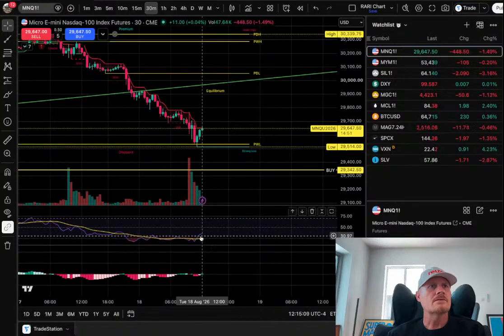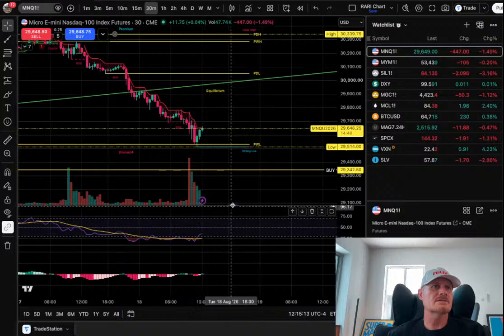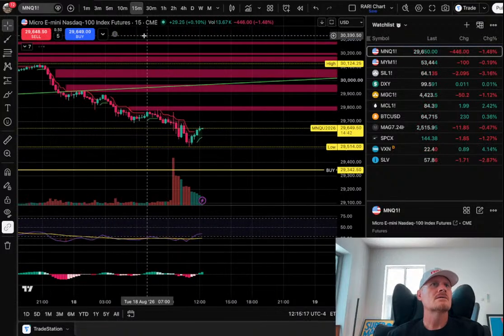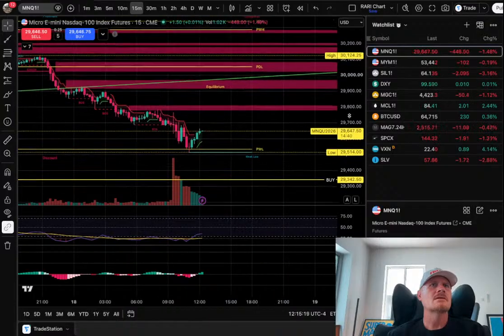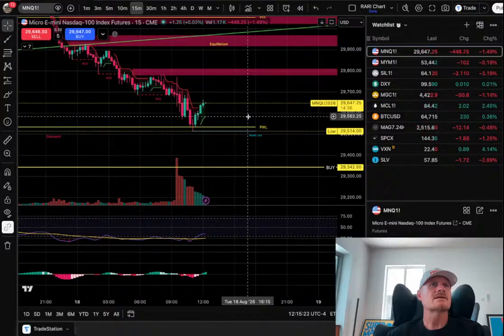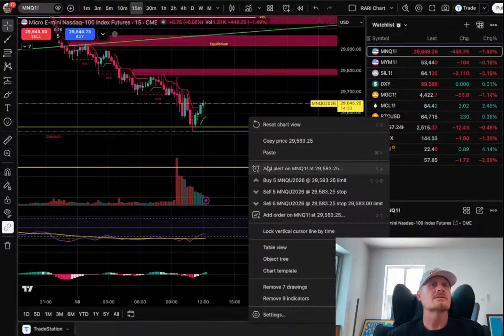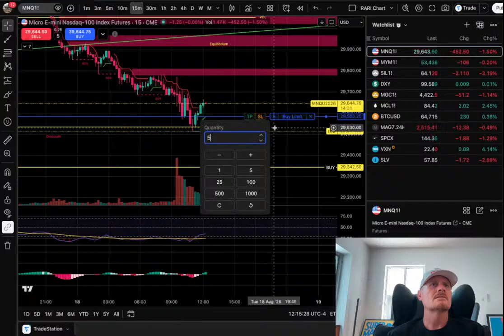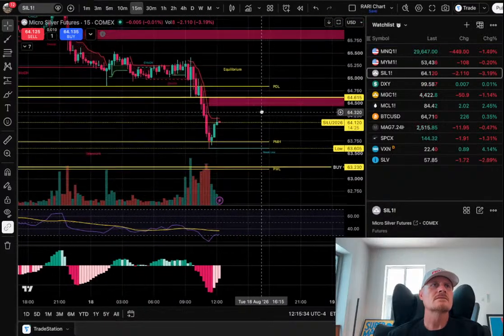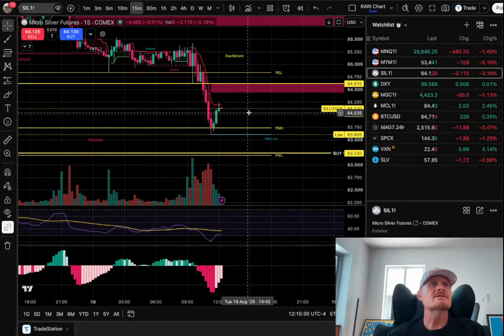On the 30, the RSI went from under the 30 to above it here, so that's a good signal of upward motion. I might wait for this retest down to like here. Play around. Silver looks like it's going to retest.